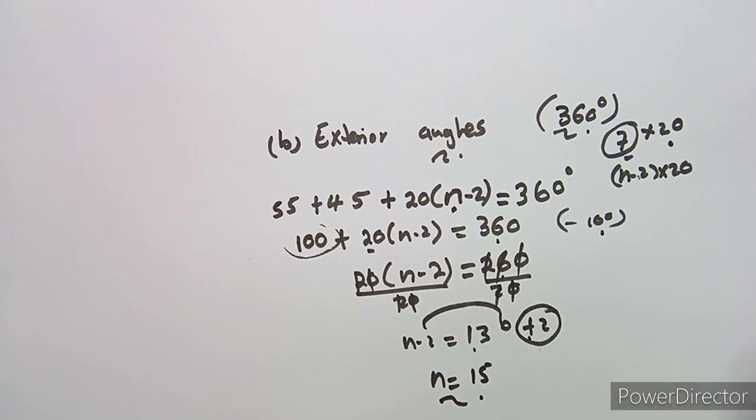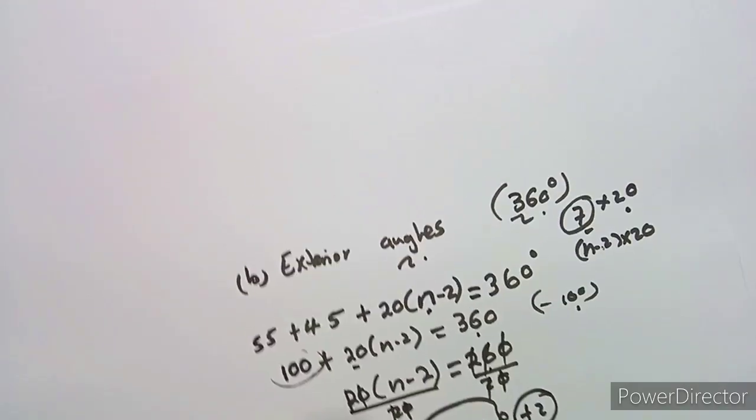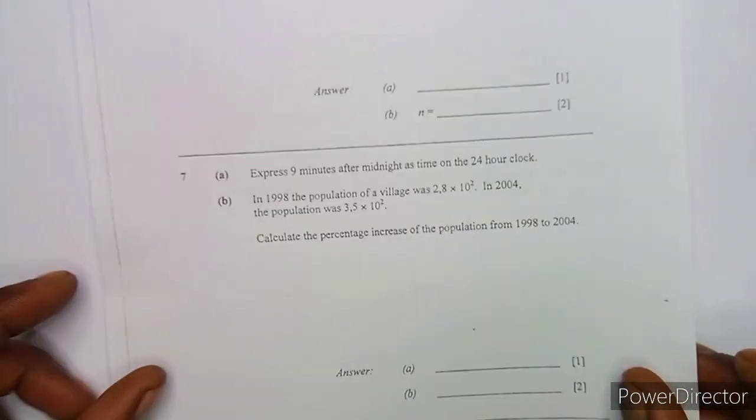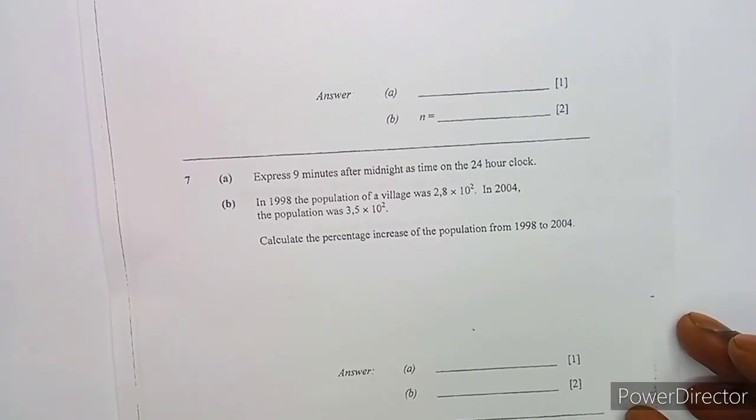So definitely this polygon has got 15 sides. That is what it means. All right, so that's how they ask these questions sometimes, and how you're supposed to answer those typical questions.